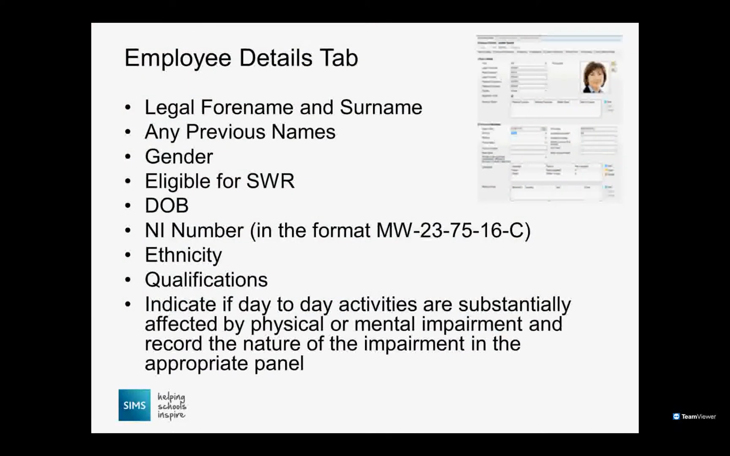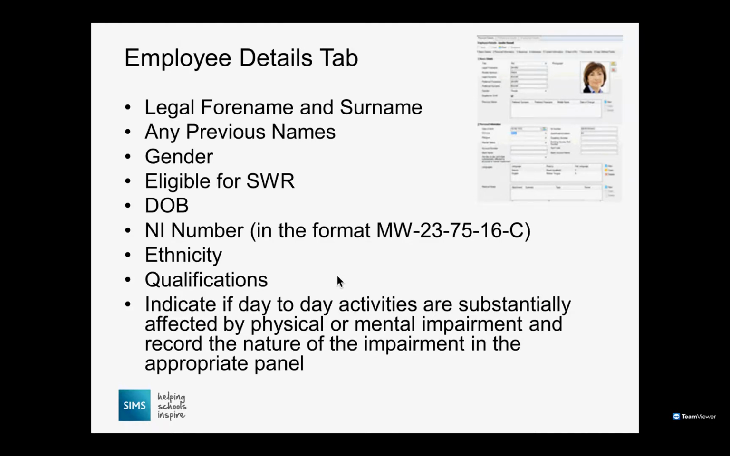In terms of staff information, we need to visit each member of staff's record and check on the employee details tab. We need to make sure they've all got a legal forename and surname that they're correctly recorded. Any previous names need to be recorded, the gender, whether they're eligible for SWR. You can put anybody you want onto SIMS, and if you take the tick out of eligible for SWR, they'll be excluded from the return.